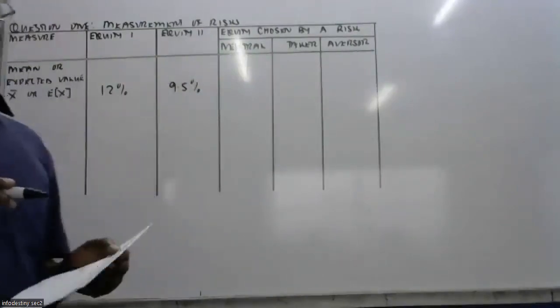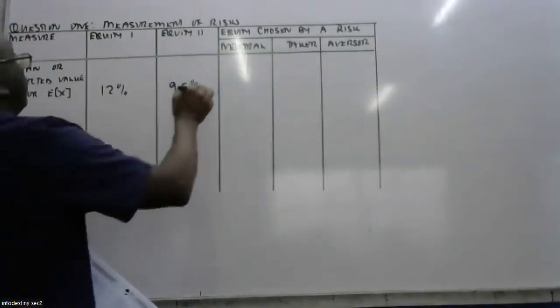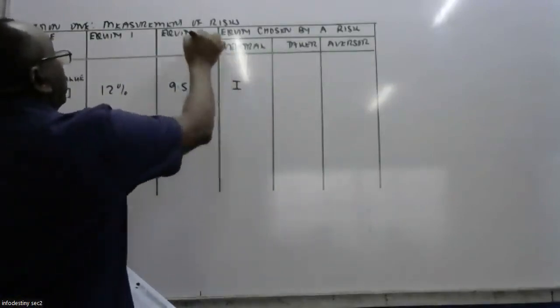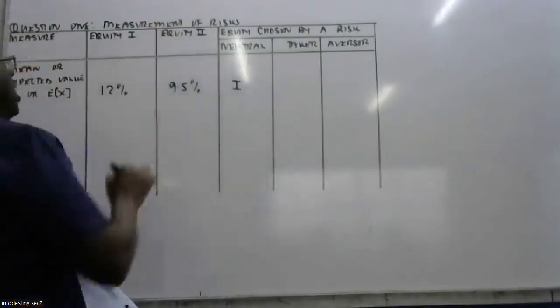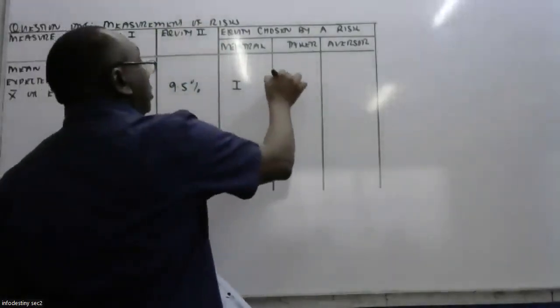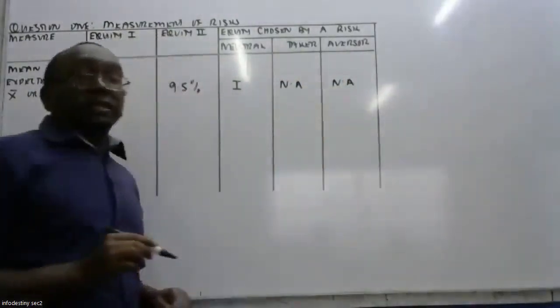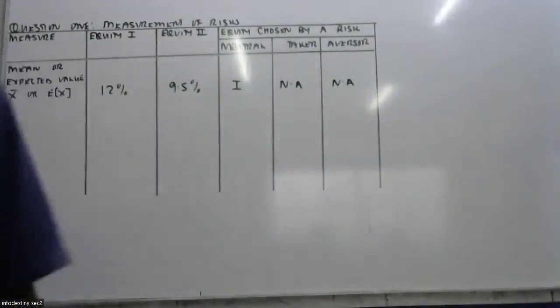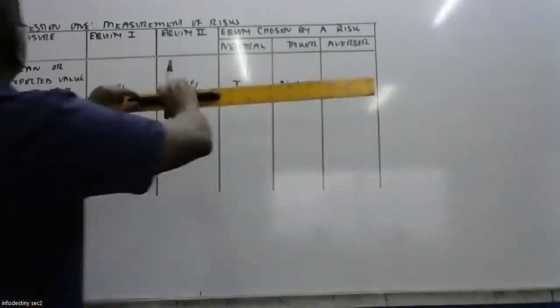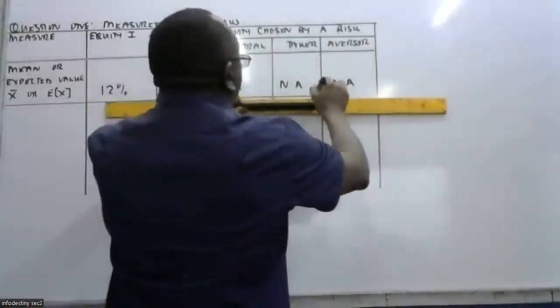Now, this guy called risk neutral makes a decision based on averages, and he goes for the highest. So he's going to go for equity 1. The risk taker does not use that, so this one is not applicable. And the risk averser does not use that, so that is not applicable as far as that guy is concerned. So that is the first measure you can use to make a decision.